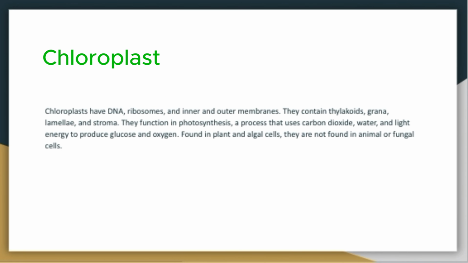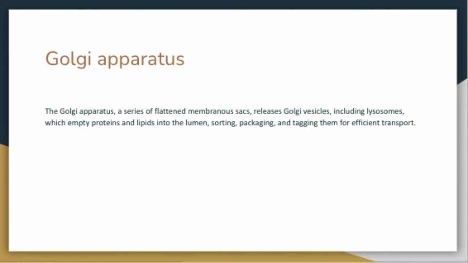Photosynthesis is the series of reactions that use carbon dioxide, water, and light energy to make glucose and oxygen. This process happens in chloroplasts and allows plants to make their own food. Chloroplasts are found in plant and algal cells but not in animal and fungal cells.